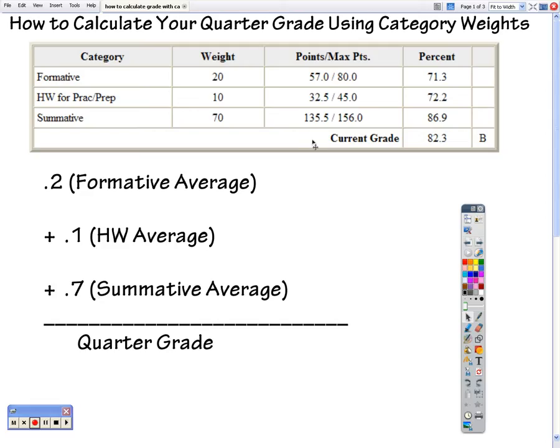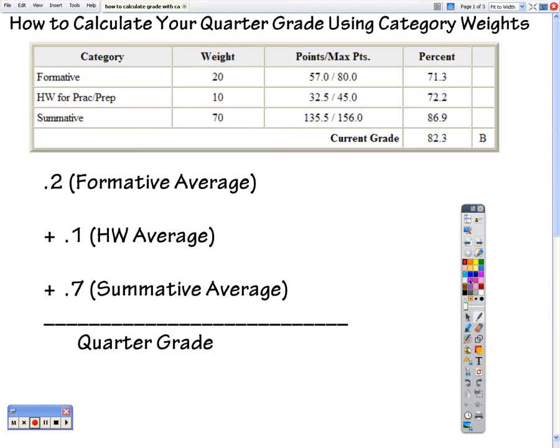So first, to calculate the quarter grade, each weight of the category is a percent. So 20% as a decimal is 0.2, and 10% for homework is 0.1, and 70% for summative is 0.7. Depending on the class, these weights might be different. This is an image you would get from Edline. So you should look in Edline to see the weights of the categories and your points in each category.